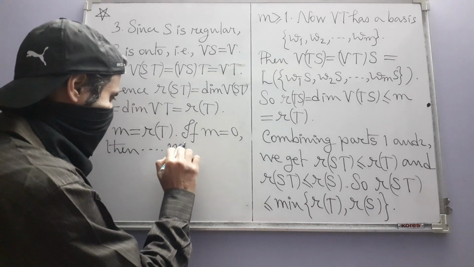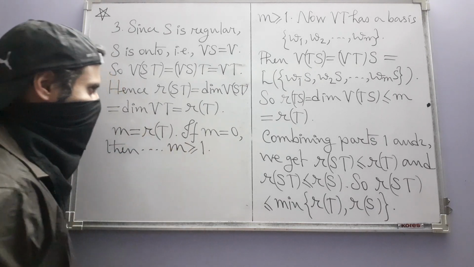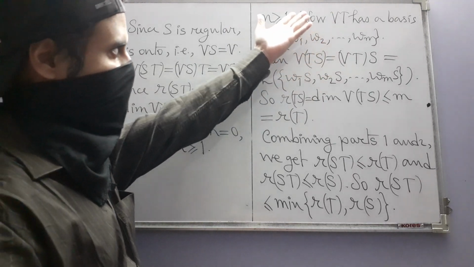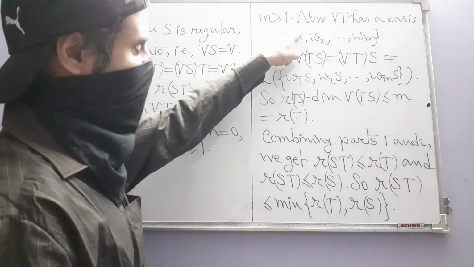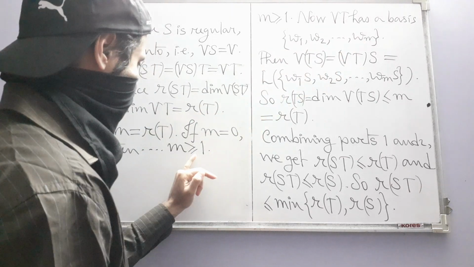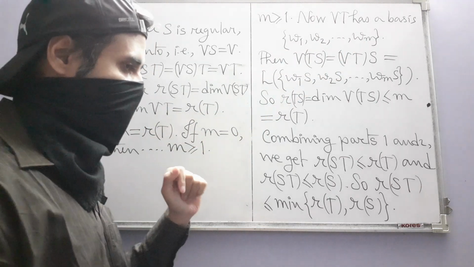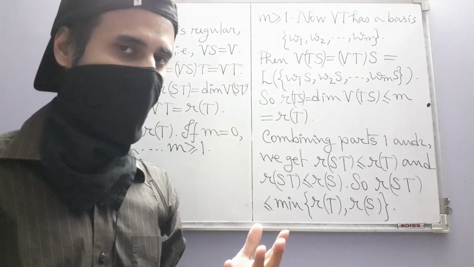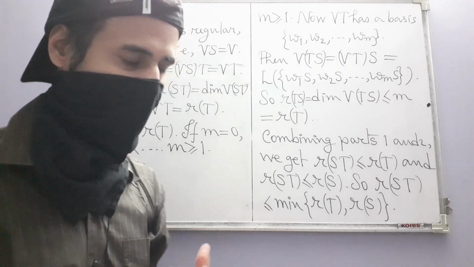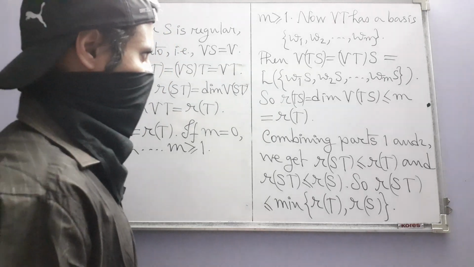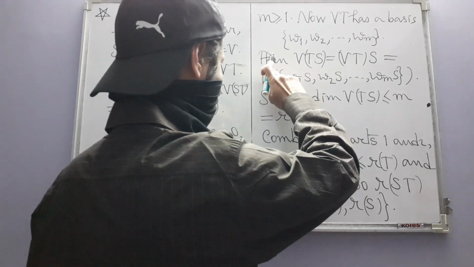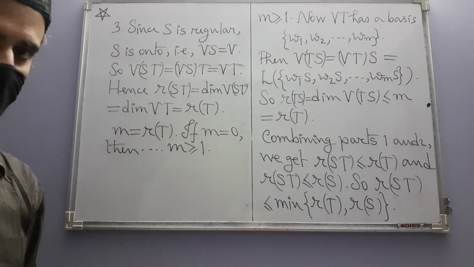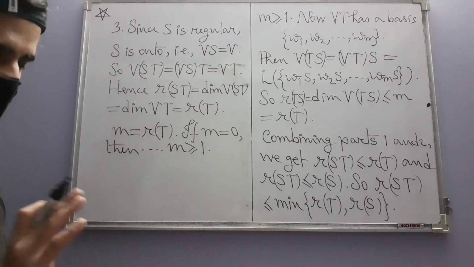And then you consider this. So let me just basically repeat this. Then VT, because M is the rank of T, has a basis consisting of m linearly independent vectors. Alright, and then you again write this. So far it is exactly the same as the previous one.